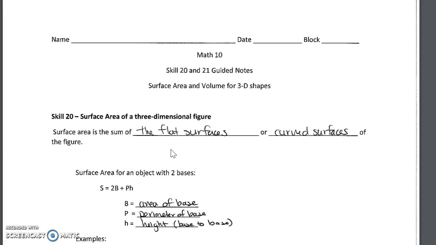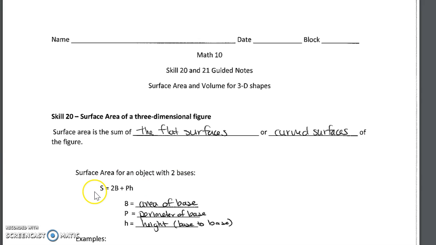Okay, so the first formula we have is surface area for an object with two bases. So let's talk about that and brainstorm. You guys should know this from last week. What are the objects that have two bases? I hope you are saying something about prisms, because those have two bases. And I hope that you were also talking about cylinders, because those also have two bases.